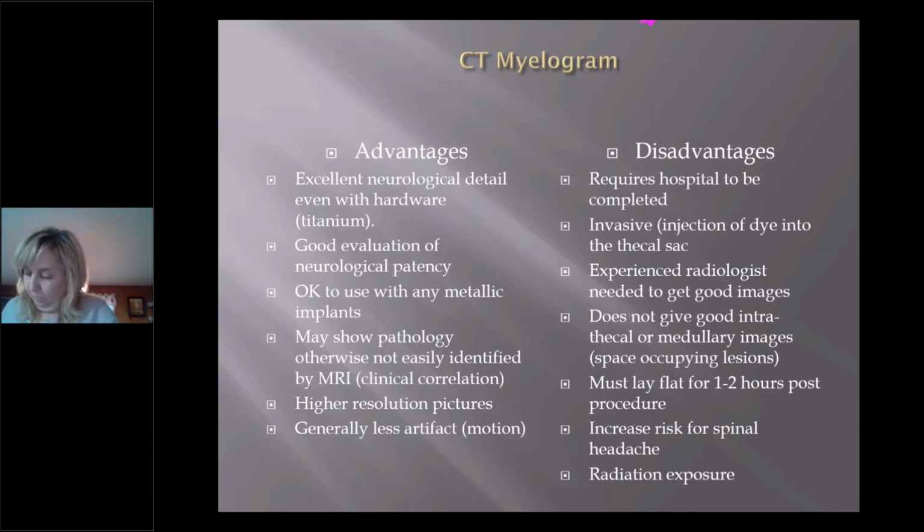It also shows pathology not readily identified by MRI. Sometimes the MRI underplays how bad something is. You get a better resolution of pictures with the myelographic detail if needed. And again, you don't have as many problems with motion artifact, because they're not moving. CT is a very quick test in comparison to MRI.